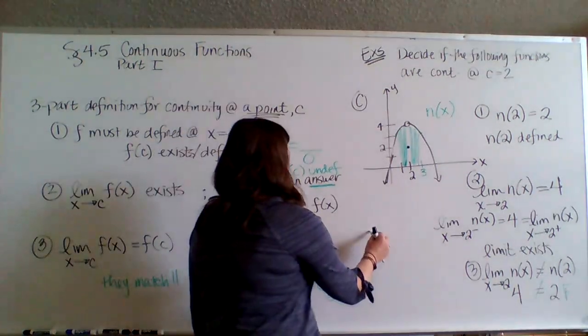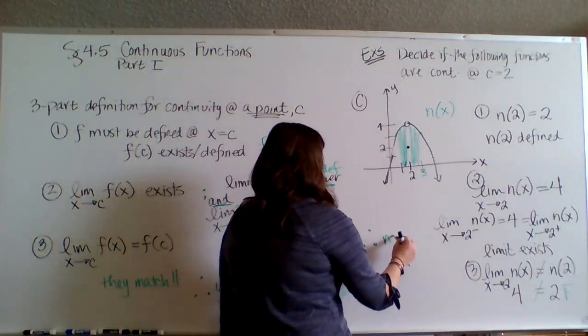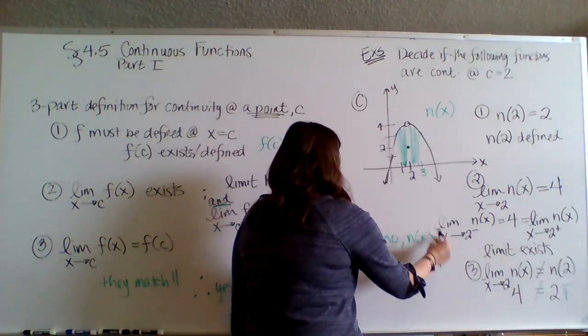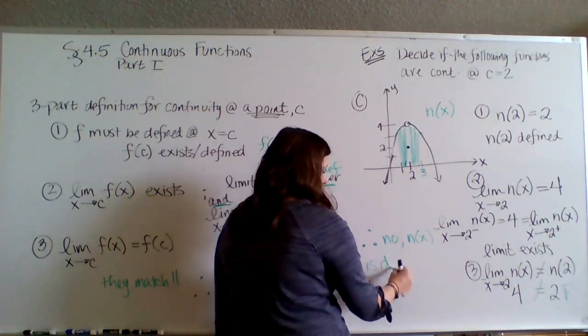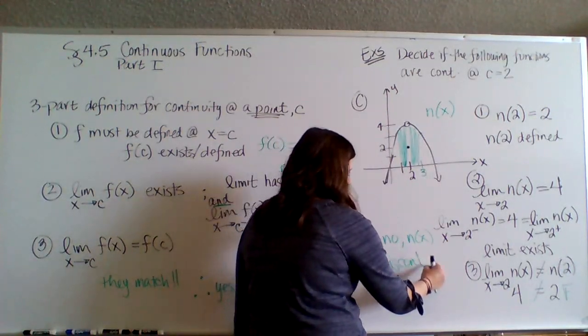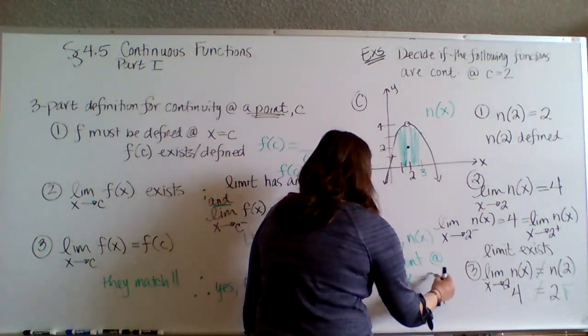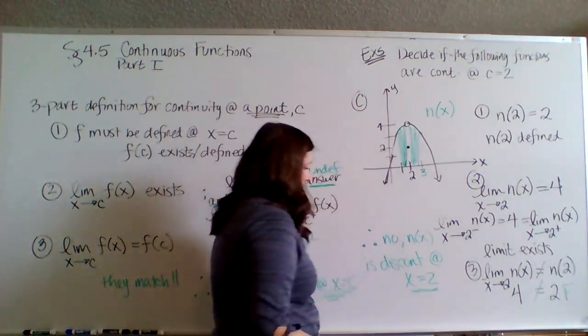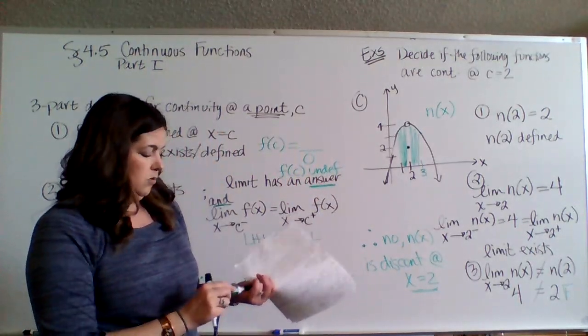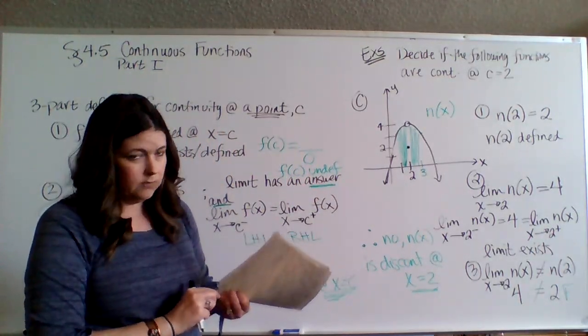So this conclusion would say, therefore, no, n of x is not continuous, or you could say discontinuous. Last time I said not continuous, so this time I'm going to say discontinuous, at x equals 2. Make sure and restate that x value. So that's out on that one.